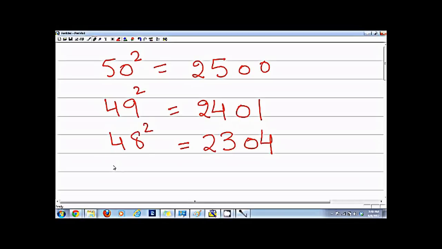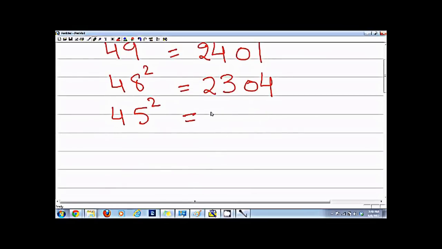Same thing, if I have 45 square, then what I'll do is subtract 5 from 25, that will be 20, and then take square of 5, that is 25. So answer is 2025. And we can also go for numbers which are bigger than 50.